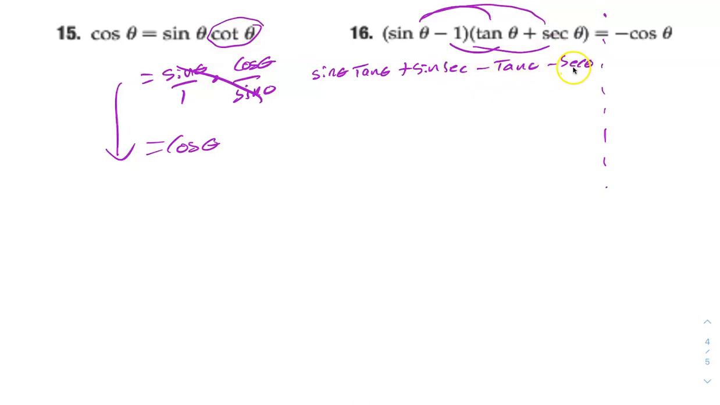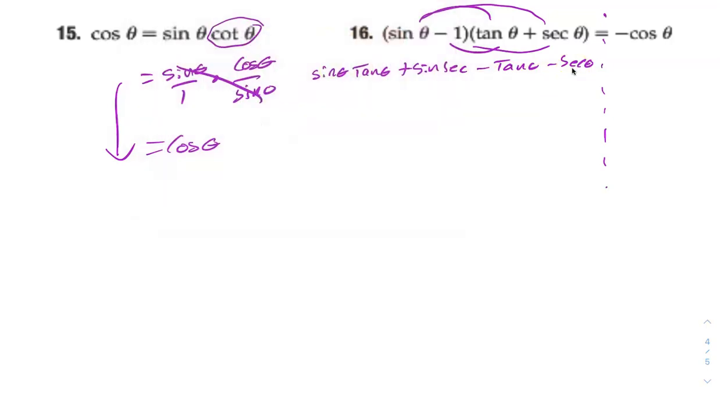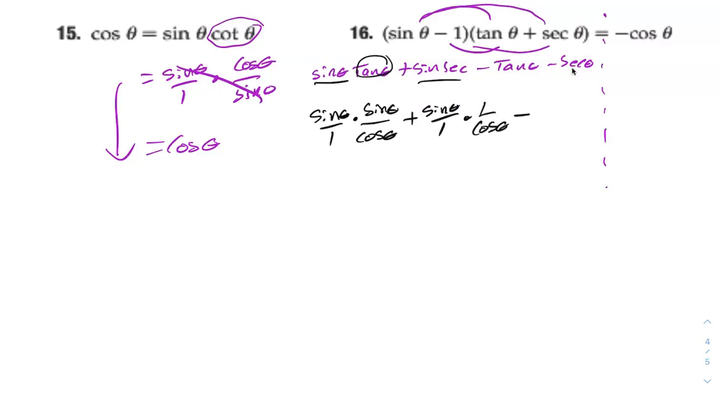So I'm going to change everything to sine and cosine. It's like my general rule: when all else fails, change it to sine and cosine. So I'm going to leave sine alone. I'm going to change tan to sine over cosine. So I'm going to have sine theta times sine over cosine. Plus the middle one here, and leave sine alone. I always like to put it over 1 so it's a little easier to see. Secant is 1 over cosine. And now the last two, tan is sine over cosine, and secant is 1 over cosine. So I just changed everything to sine over cosine, right? Wasn't sure, changed everything to sine over cosine.